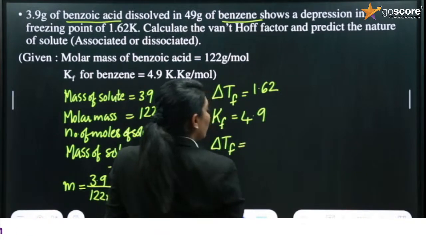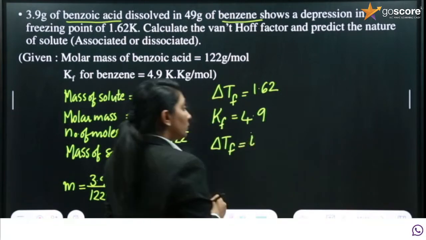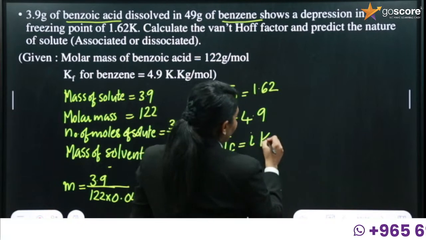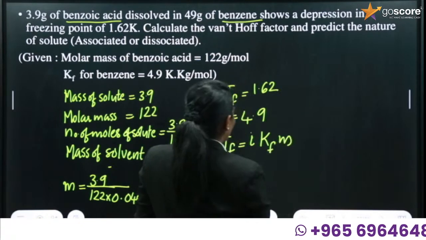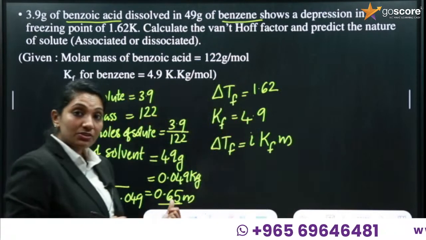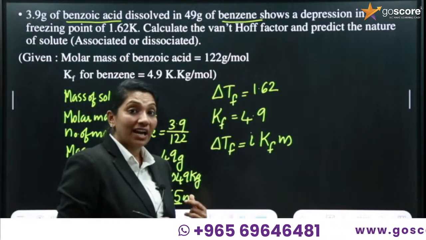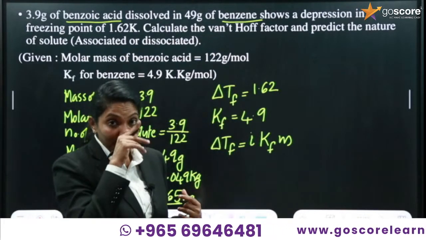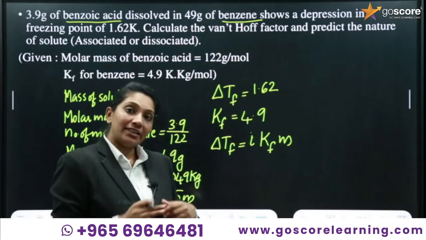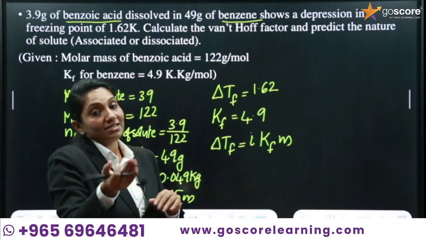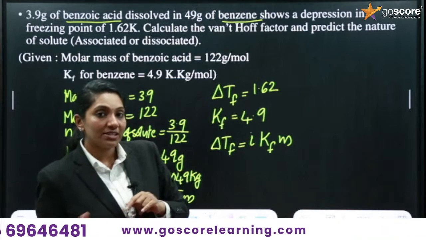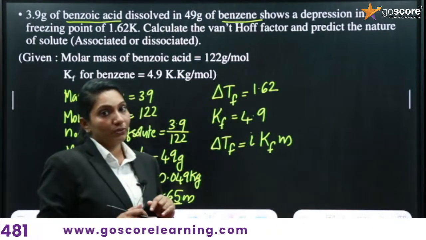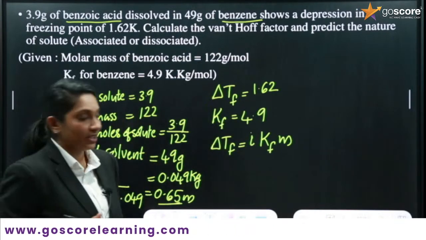Delta TF is equal to I into KF into molality, right? So all the values are given here. You can easily find out the I value. If the Van't Hoff factor value is greater than 1, it means the solute is dissociating. If the I value is less than 1, it means the solute is associating, right?